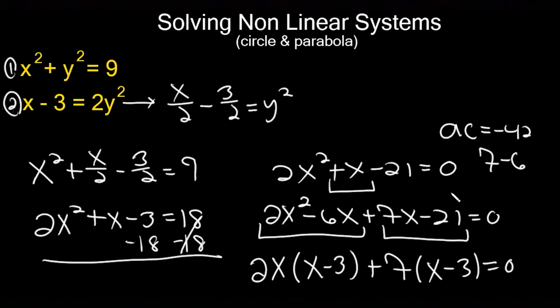So when you factor by grouping, this is your confirmation right here, your common factor. I have x minus 3 and x minus 3. So if you did it correctly, you should have a common factor. I do. Now I can finally put it in factored form.